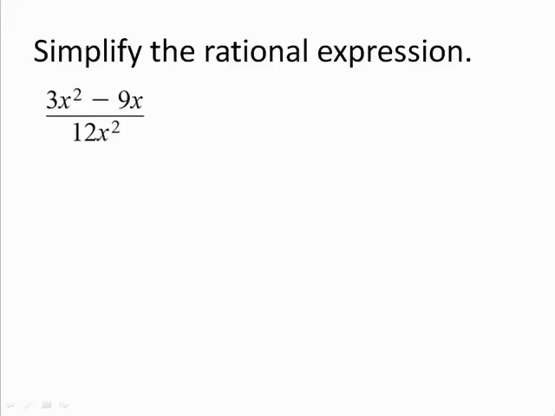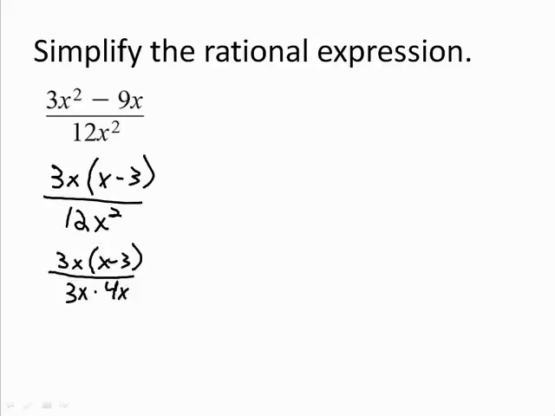Simplify the rational expression. 3x squared minus 9x all divided by 12x squared. Start by factoring 3x out of the numerator. 3x times the quantity x minus 3 all divided by 12x squared. The denominator can be rewritten as 3x times 4x. 3x times the quantity x minus 3, all divided by the quantity 3x times 4x. There is a 3x in the numerator and denominator, so they cancel out. This leaves you with x minus 3 divided by 4x.